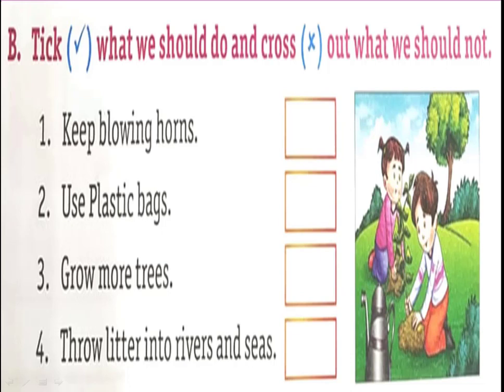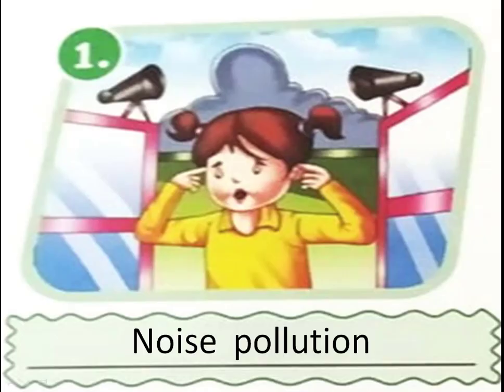Fourth one. Throw litter into rivers and seas. Children, if we throw waste into rivers and seas, it will cause water pollution. So, we should not do. Now, let's revise what you have learned.